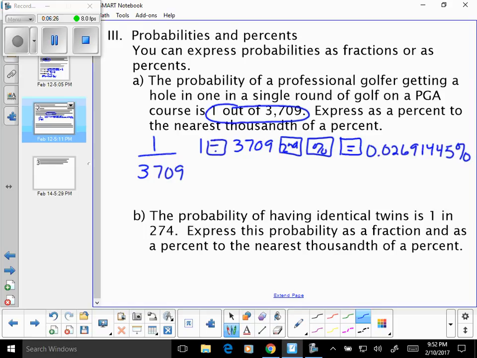Now you'll notice that they tell us we want to go to the nearest thousandth. That's the 6. The 9 has to tell us whether or not to stay at 6 or go up to 7. And since 9 is much closer to the 7 than it is to the 6, we know that our probability here is approximately 0.027%.